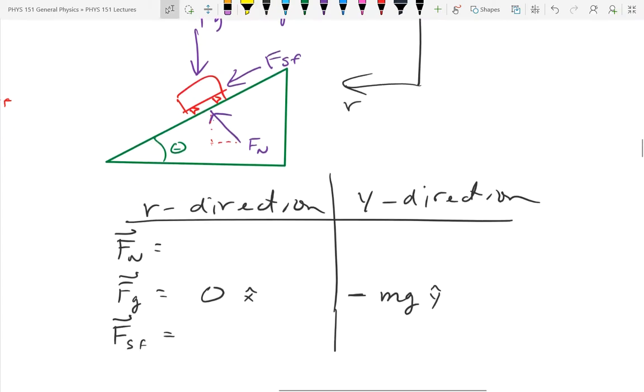Force normal. How do I break that into its components? Identify this as the angle theta. And the radial part is the opposite side. Is that positive or negative for the radial part?